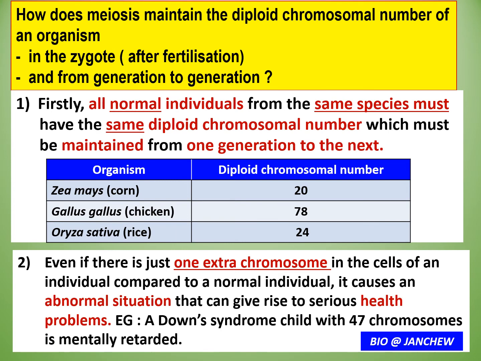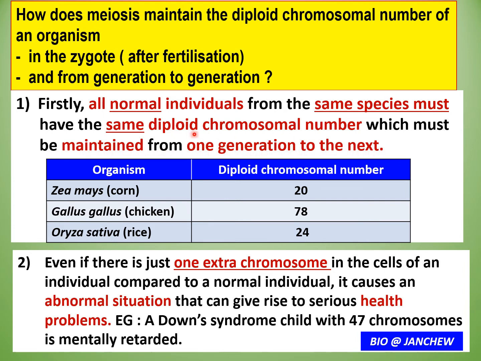Let us try and answer this question. How does meiosis maintain the diploid chromosomal number of an organism in the zygote formed after fertilization? And how does meiosis maintain the diploid chromosomal number of an organism from generation to generation? So firstly, we must be aware that all normal individuals from the same species must have the same diploid chromosomal number. Sometimes it's just called same chromosomal number, which must be maintained from one generation to the next.